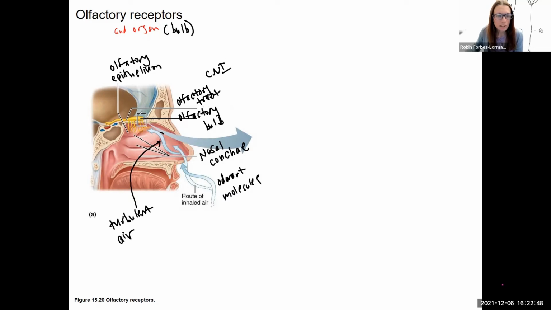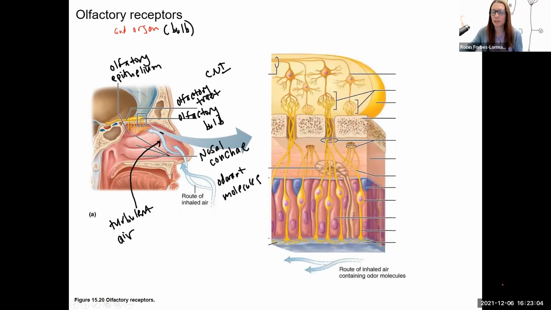So we're going to zoom in to right here, because this is where the action happens, right? This is where we're going to transduce smells into neural signals and have them be prepared to be transmitted to the brain.